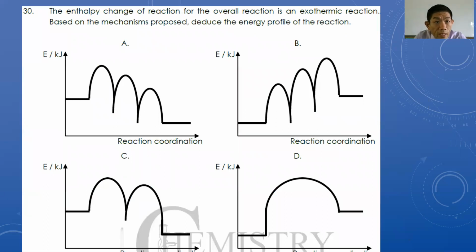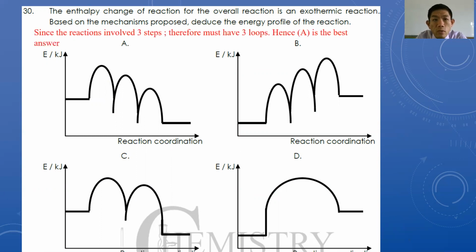Then for 30, the enthalpy change for the overall reaction is an exothermic process. So based on the mechanism proposed, deduce the energy profile. Because it is a 3-step reaction, you have 3 humps, and since it is exothermic, the reactant must be higher than the product. So the best answer here will be A. Okay, then we have 31.